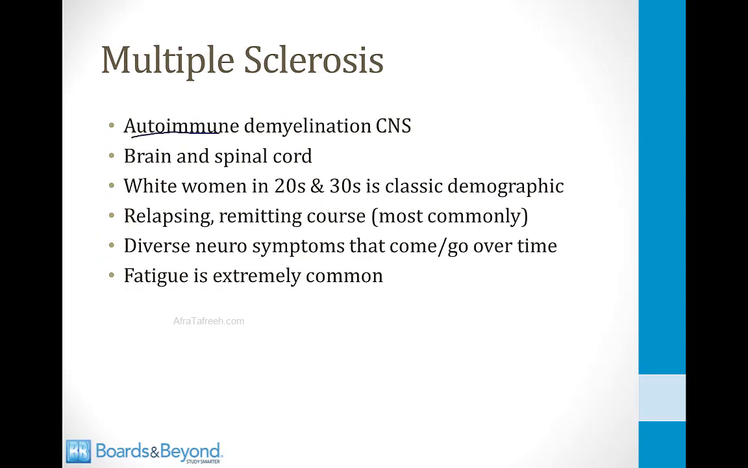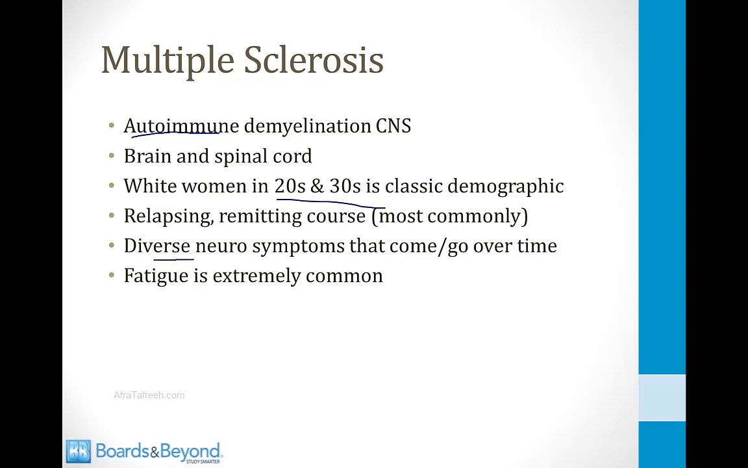This is an autoimmune disease where nerve cells in the central nervous system lose their myelin sheath. It affects the brain and the spinal cord. And the classic demographic is a young woman, usually in her 20s or 30s. It most commonly follows a relapsing remitting course. And what do I mean by that? That means that patients will get a neurologic symptom like weakness of an arm or tingling in the face, and then it will go away. And then a few weeks later, they'll get a second symptom in a different place. That's called relapsing and remitting.